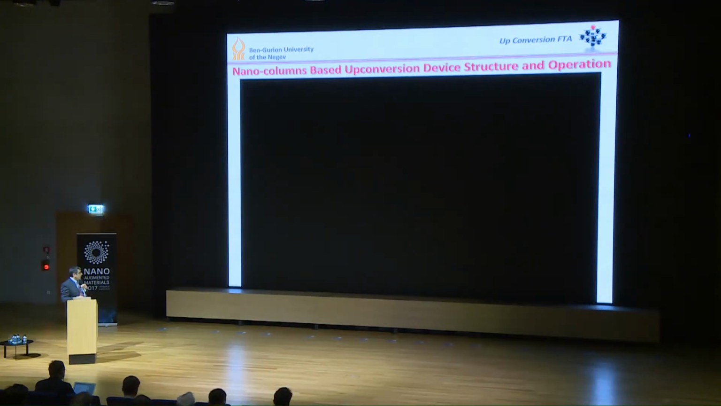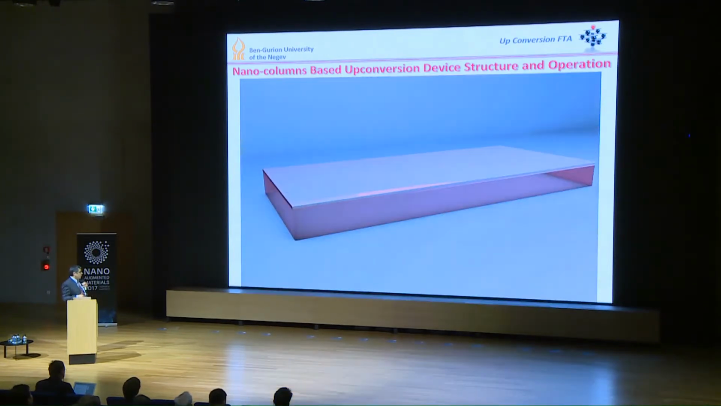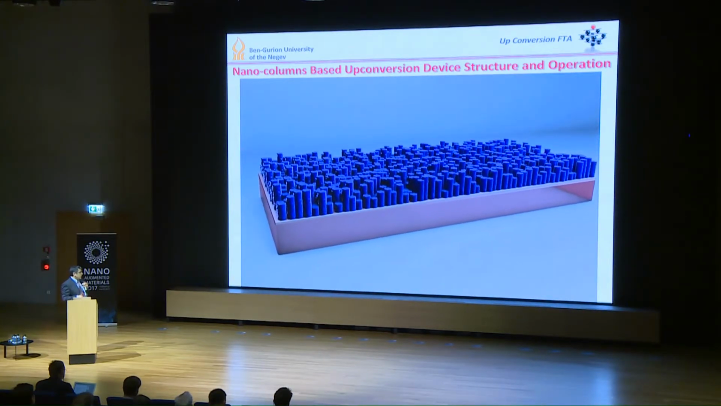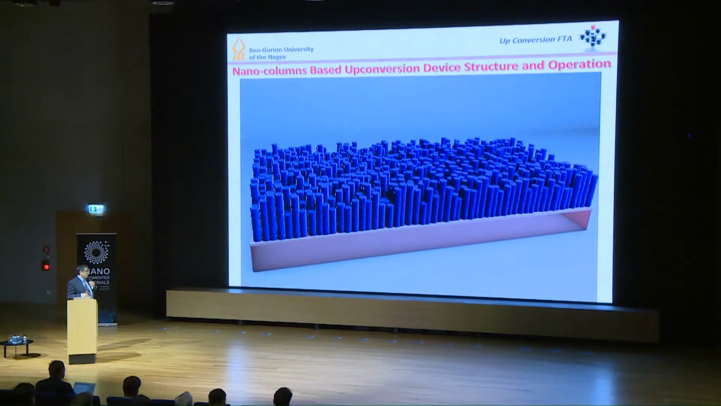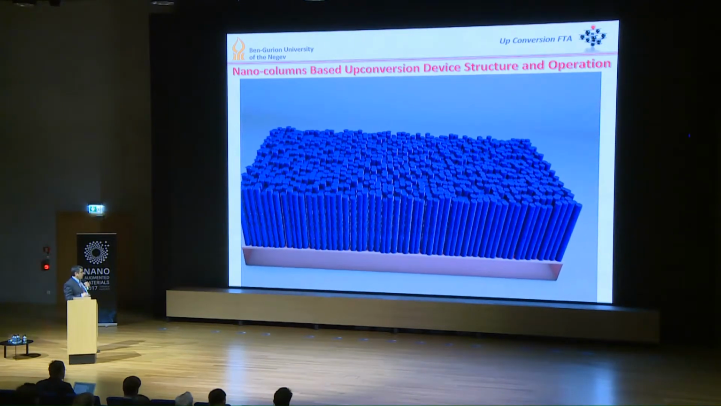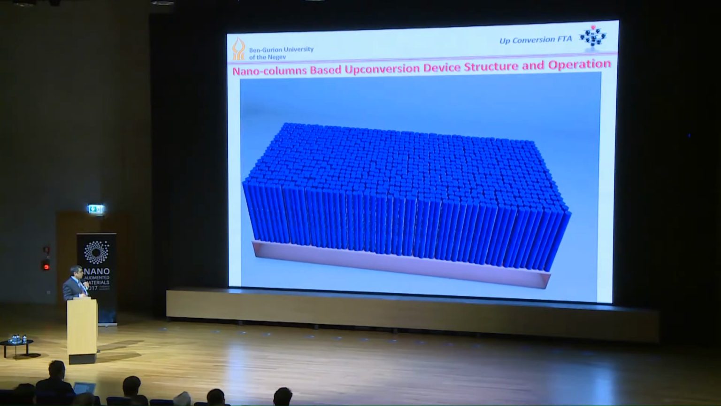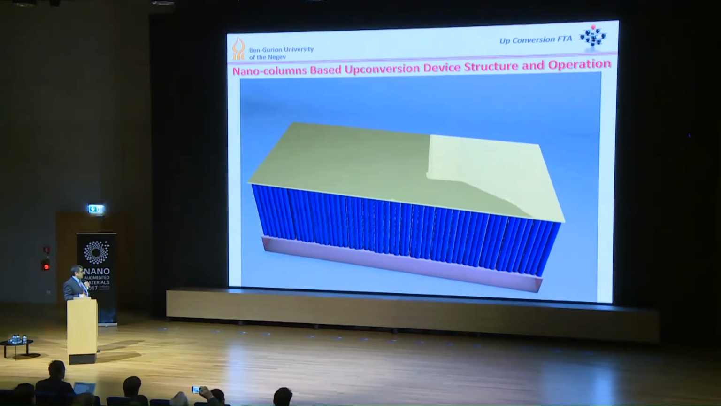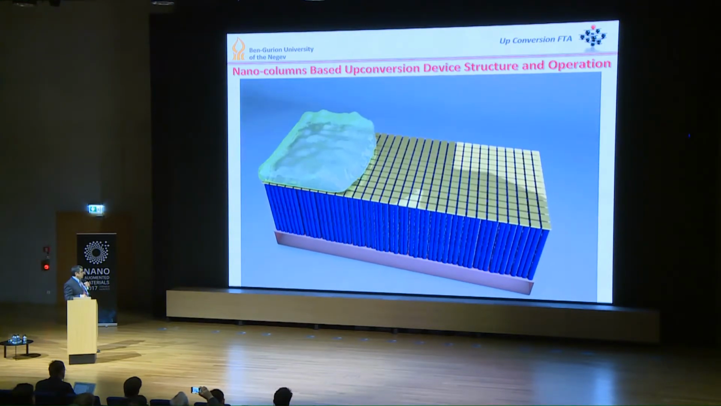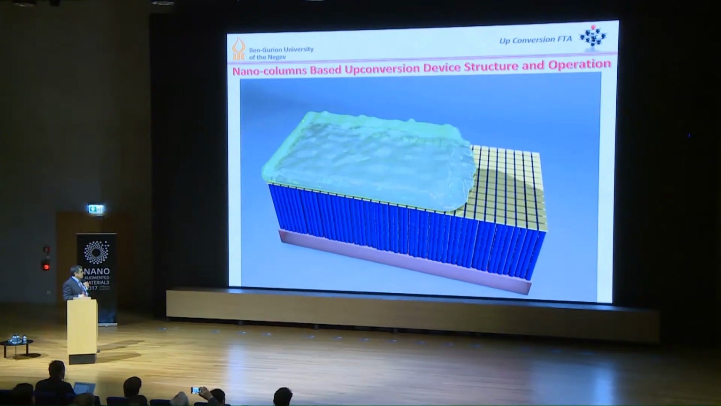Here you can see an example or an animation of how this device works. So you can see that we are growing on top of a gallium arsenide a nanostructure, in this case nano pillars or nano columns. We are basically having a dual-sided mirror, which is pixelated. And then on top of it, we are putting the OLED.